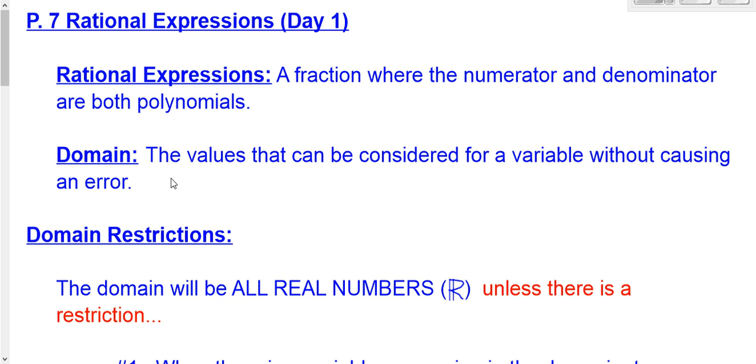But our domain is considered to be the values that can be considered for a variable without causing an error. And there are certain restrictions called domain restrictions that we will show you that cause errors when you try to plug in specific numbers. And all the other numbers that work when plugged into the variable are within the domain.